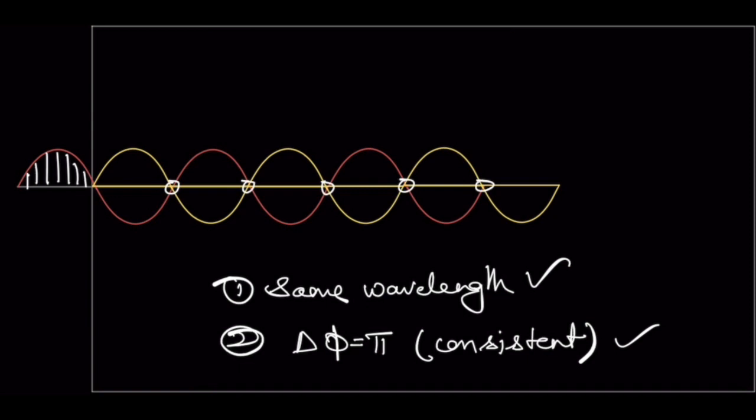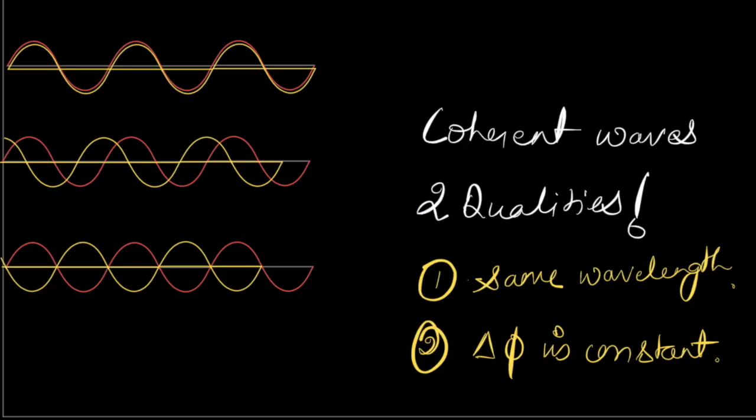So there are two qualities now which we can see for the coherency of waves. Let us answer the question: which will be the coherent waves? There are two qualities. First, their wavelength should be the same, constant, fixed. And also the difference in phase should be constant. Whatever it is, it can be 0, it can be pi by 2, it can be pi, but it should be constant, or coherent, throughout.